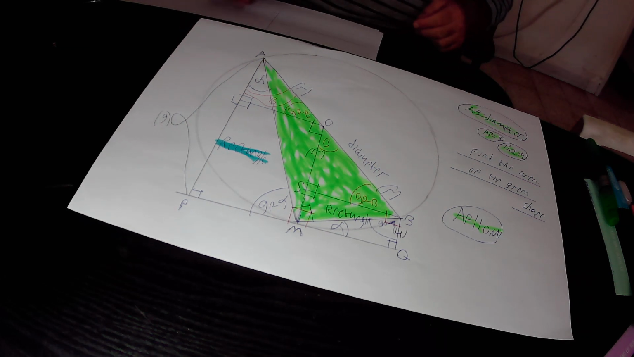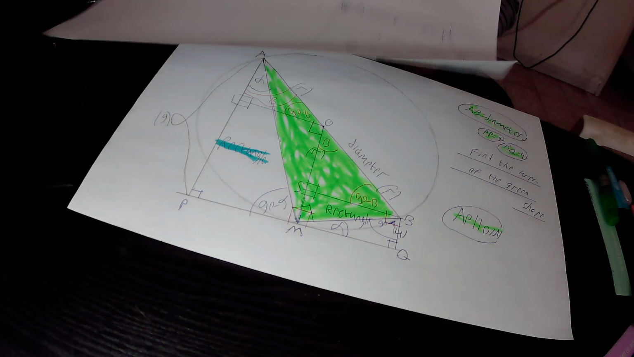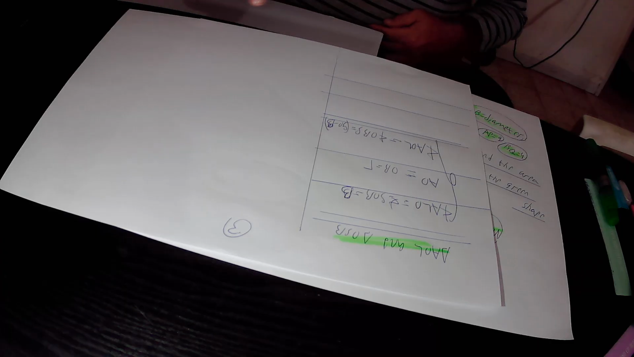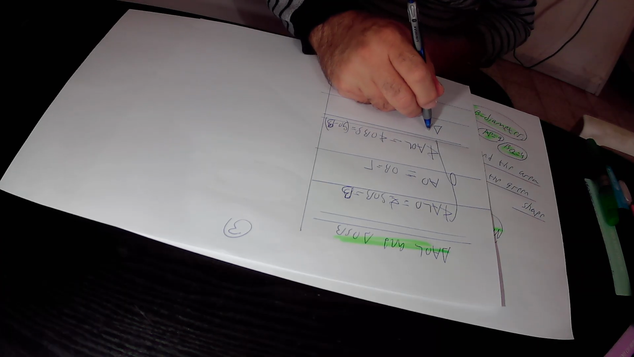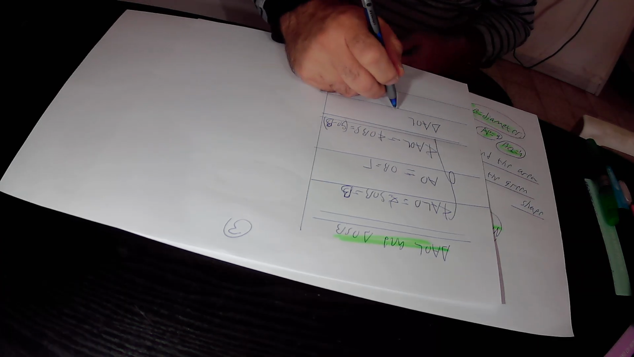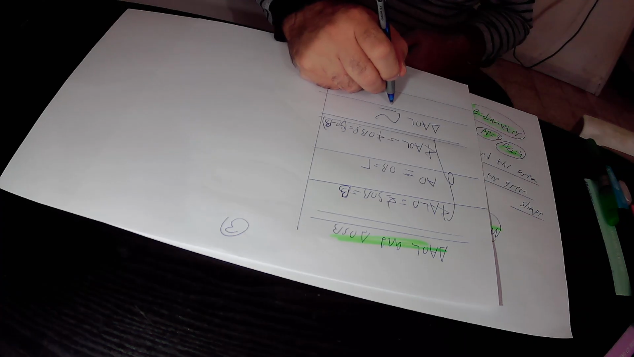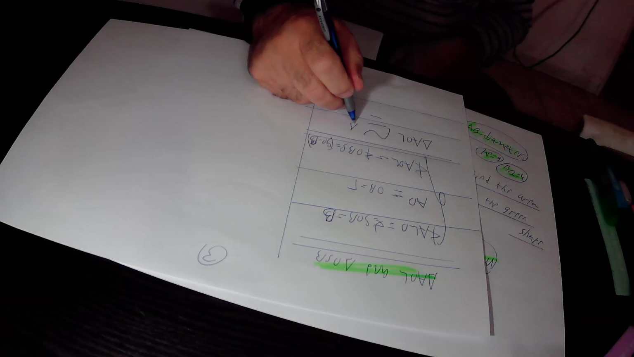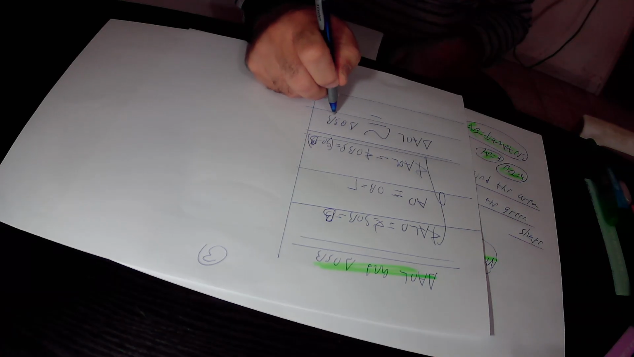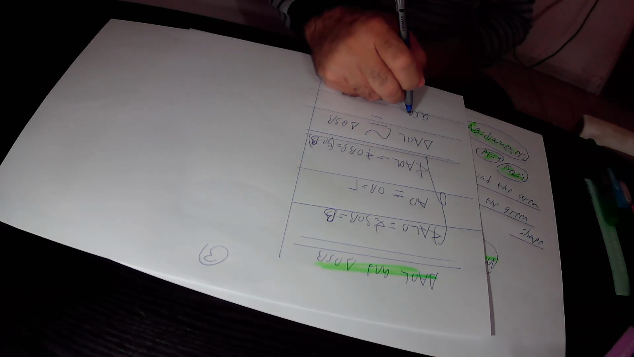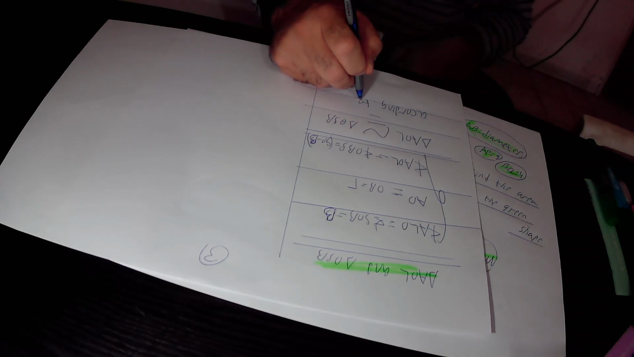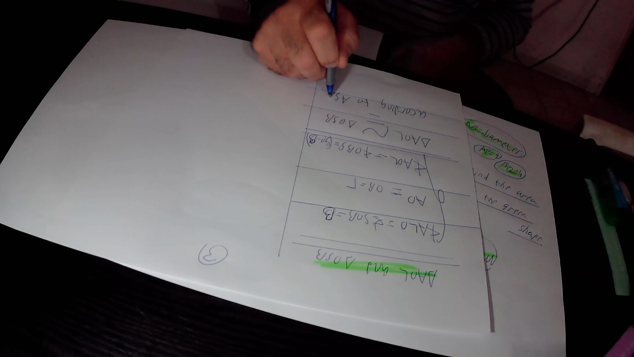So, if you found out that the right triangle AOL is congruent to the right triangle OSB according to angle, side, angle.